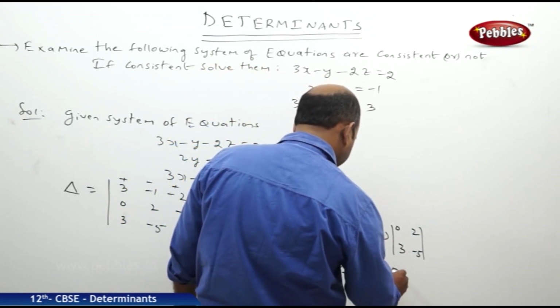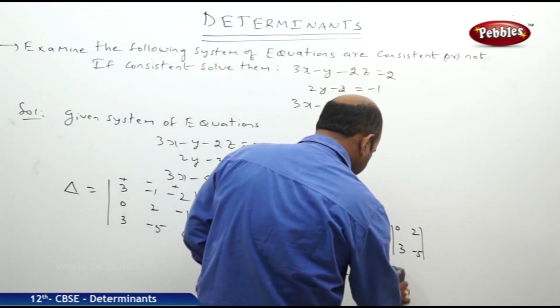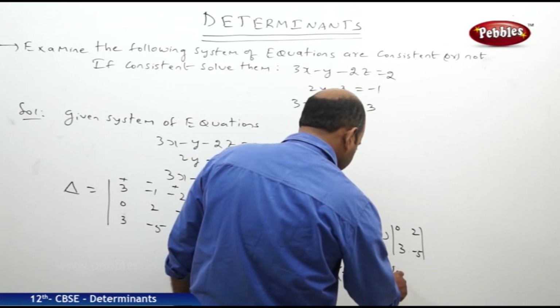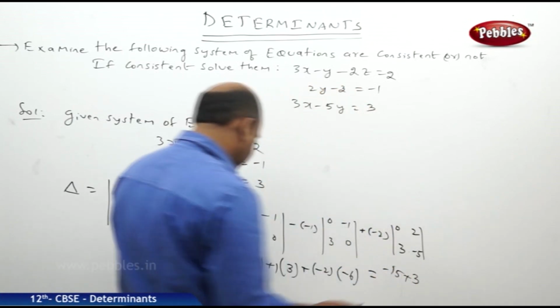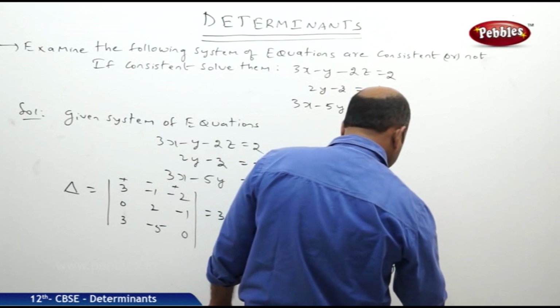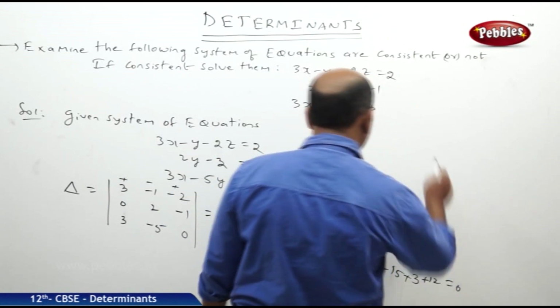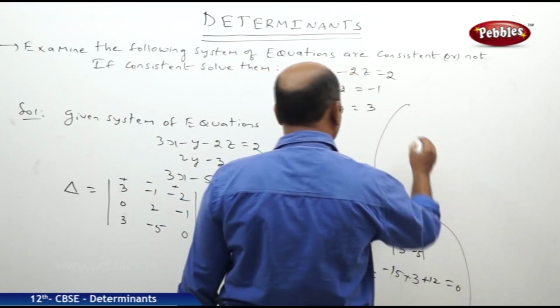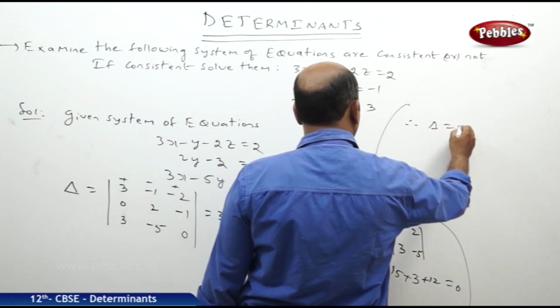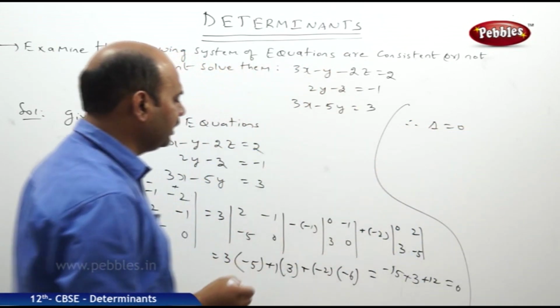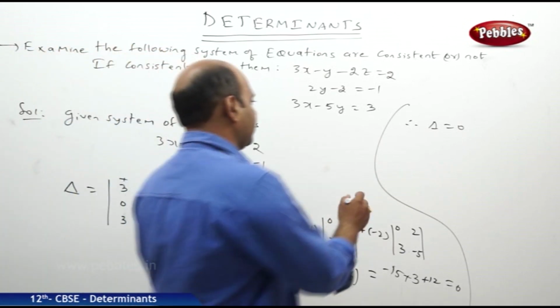So minus 15, I am writing neatly, minus 15, plus 3, and here plus 12. I think this will be 0. Therefore finally what did I get? Therefore clearly delta is equal to 0. If delta is equal to 0, then blindly what can I tell?